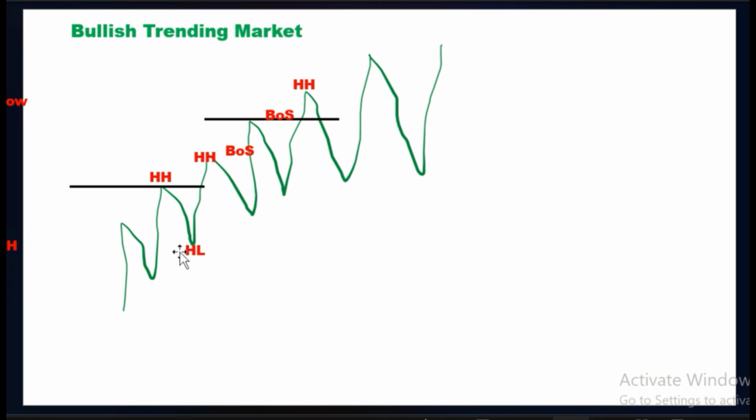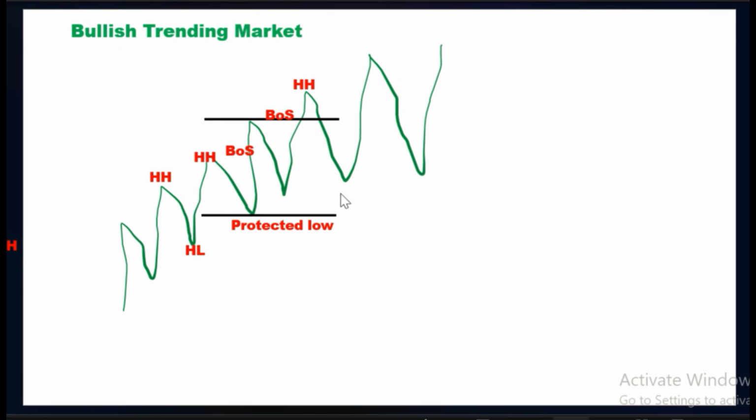It is on a bullish trend. See the low too. This low fails to close below or take out this low. It closes before this low. So we call this a higher low, because it fails to close below this low. The moment this low closes below the last low is what we call market structure shift or change of character.